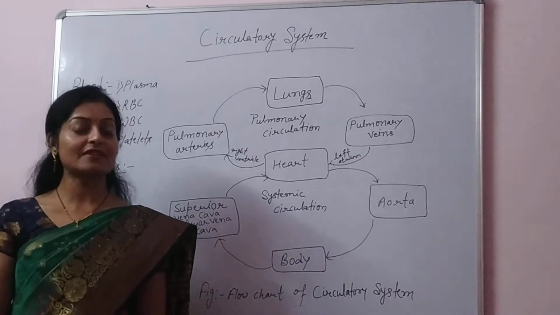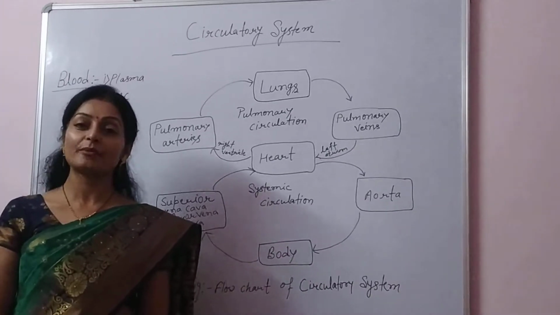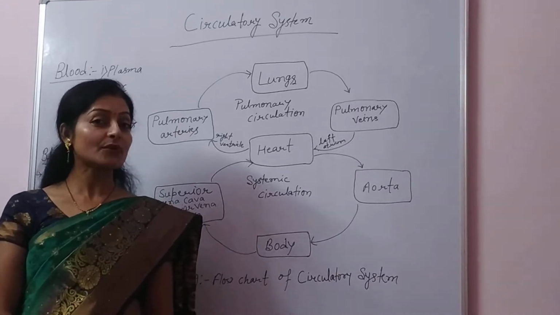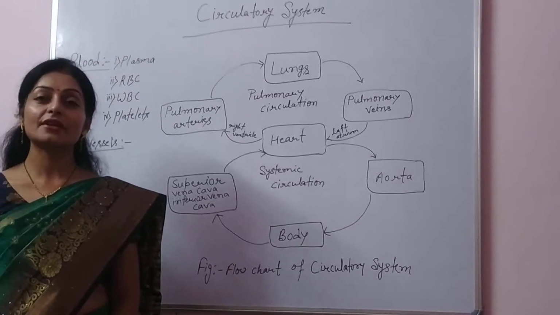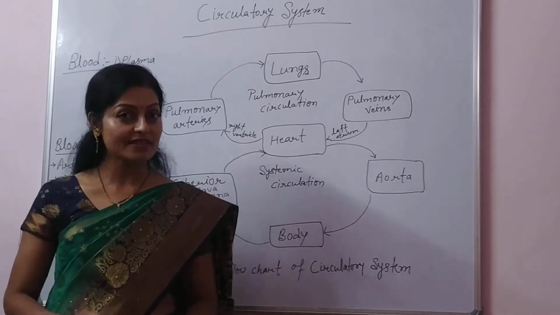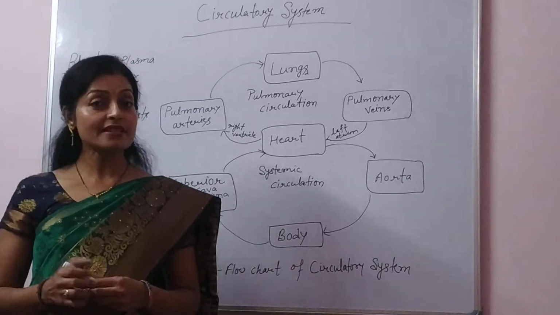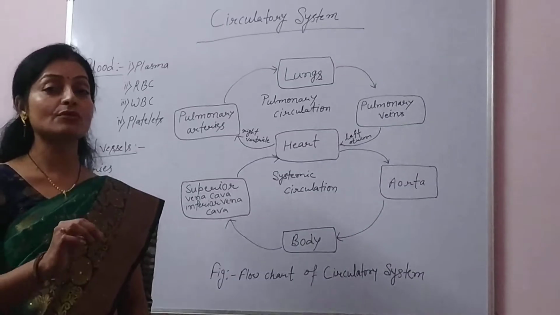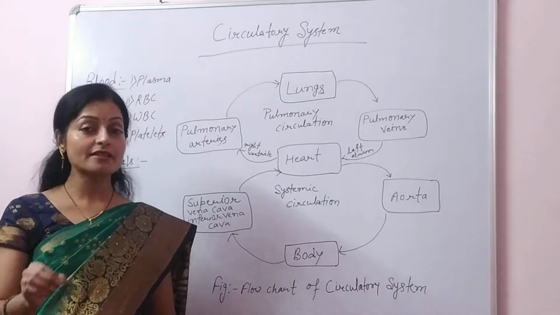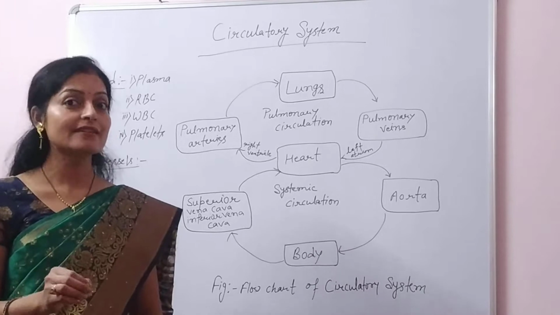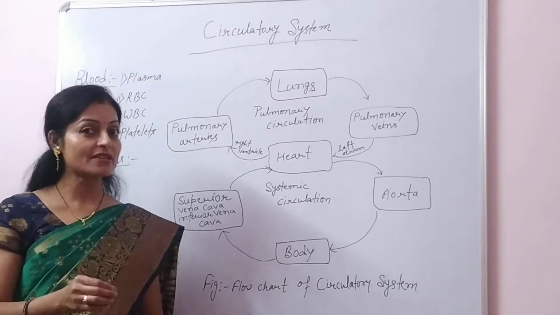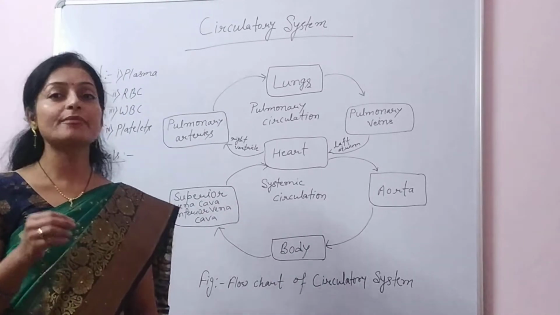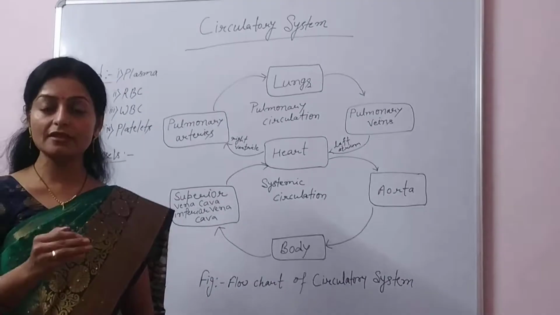Today we are going to discuss a topic on human physiology, that is the circulatory system. The circulatory system is also called the cardiovascular system or vascular system. It is an organ system which allows blood to transport and circulate nutrient substances like amino acids and electrolytes, oxygen, carbon dioxide, hormones or blood cells to and from the body.